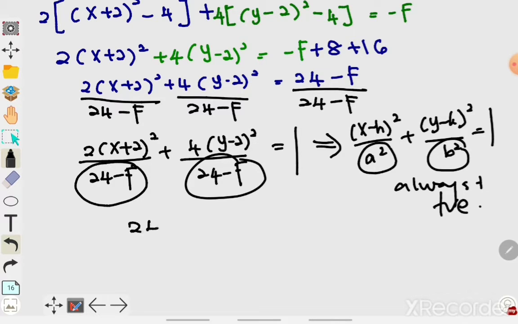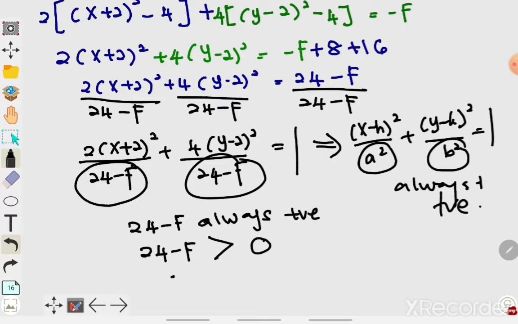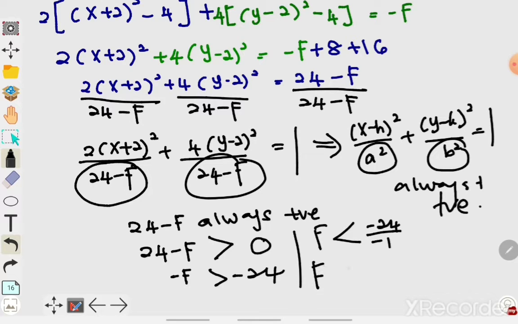So 24 minus f must always be positive. But if you write it down here, you cannot find out the certain range of values of f. So we have that 24 minus f must be greater than 0. So we have negative f is greater than negative 24. Then we divide by negative 24, so it is a flip, the greater than to the less than. So you have f must be less than 24. So these are all possible values of f.